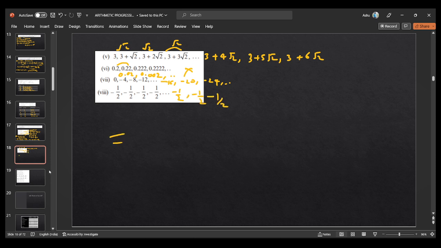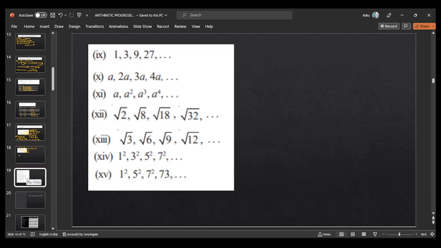Now 1, 3, 9, 27. 3 minus 1 is 2, 9 minus 3 is 6, so 2, 6, so these are not an AP. Clear?